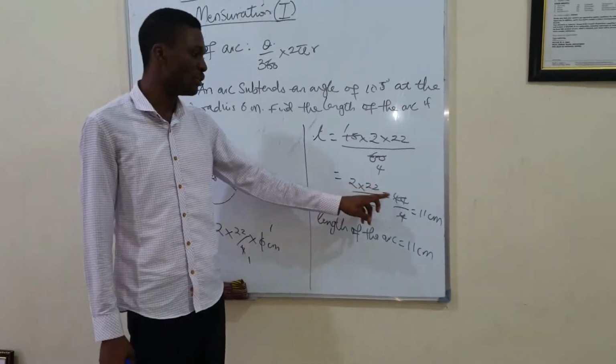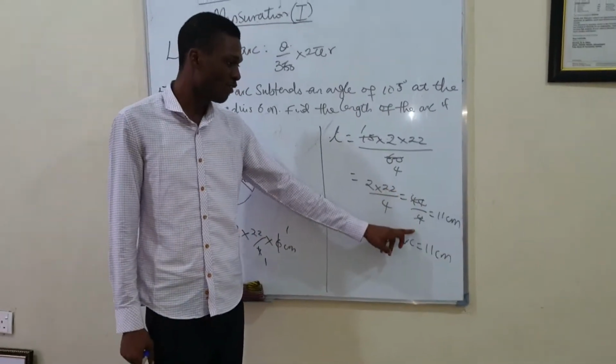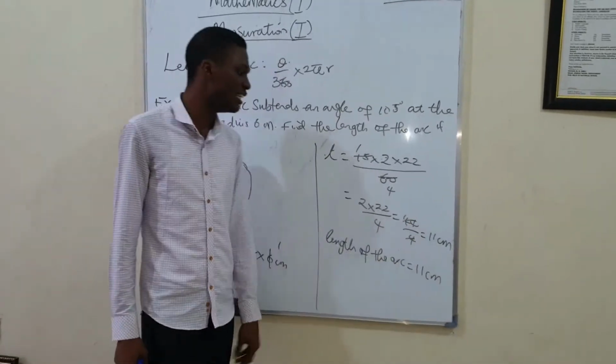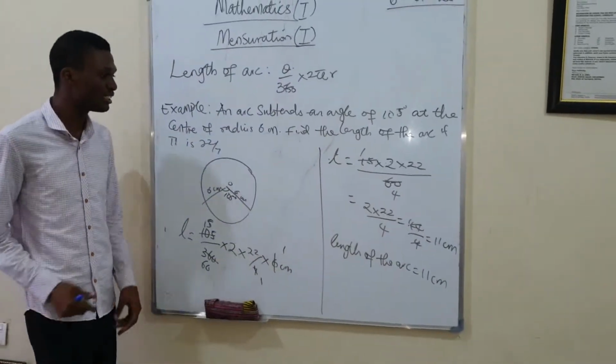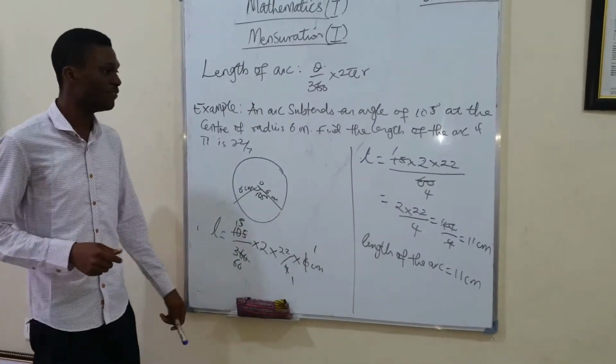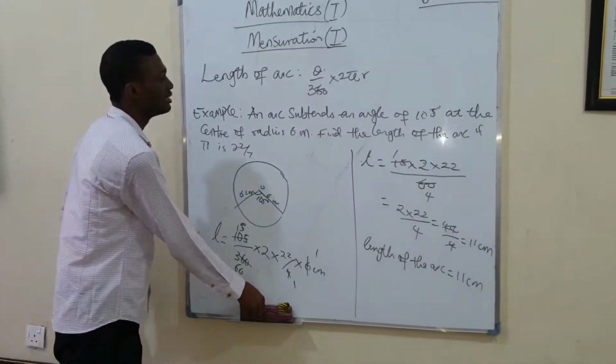2 times 22 is 44. 44 over 4. 4 into 4 is 1, 4 into 4 again is 1. So we have 11 cm. That gives us the length of the arc of that circle, having angle 105 degrees and radius 6 cm.